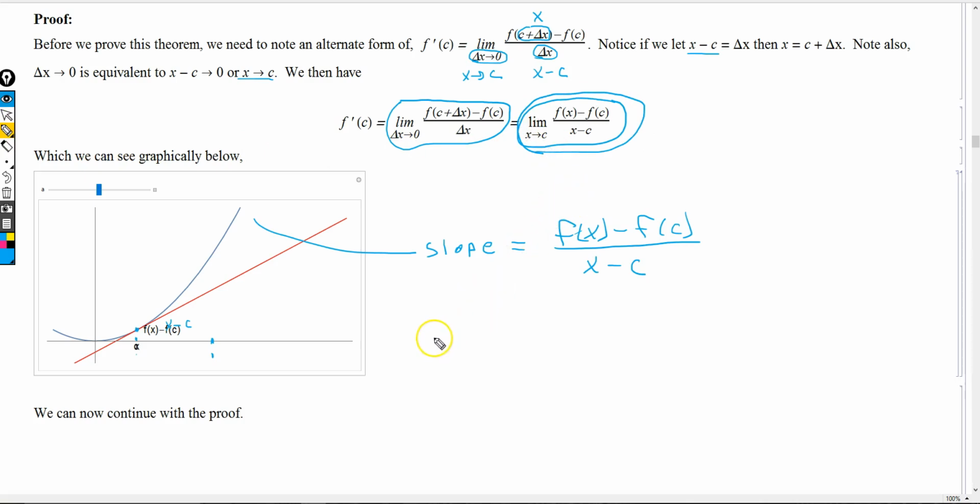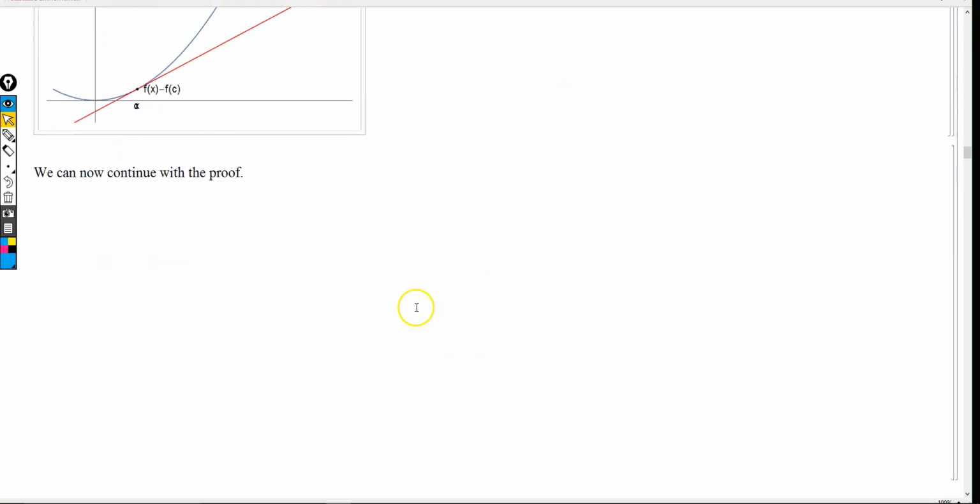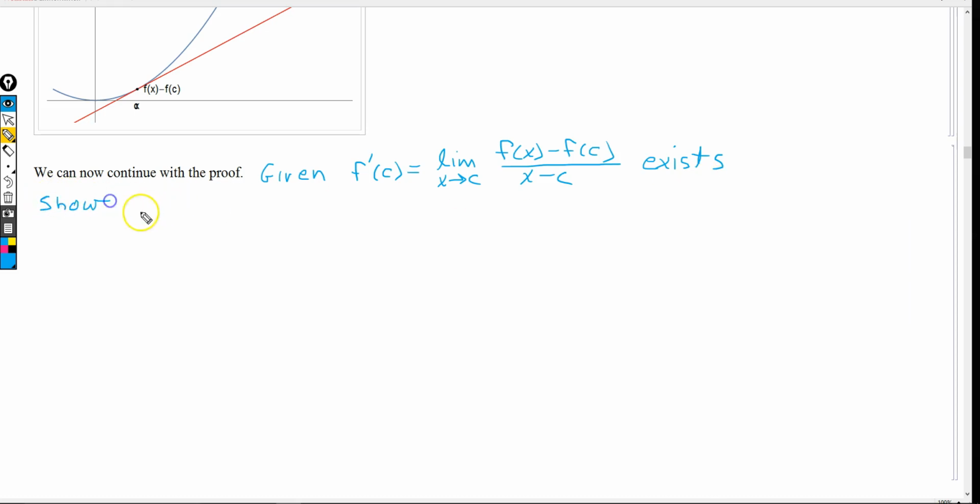All right, now let's continue with the proof. So in the theorem, we are given that f prime of c equals the limit as x approaches c of f of x minus f of c over x minus c. This is our derivative, exists. And we want to show that the limit as x approaches c of f of x equals f of c.